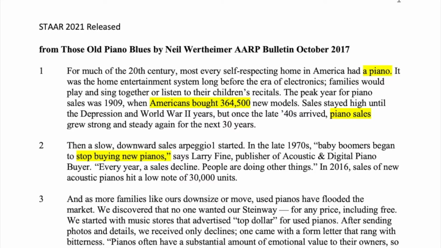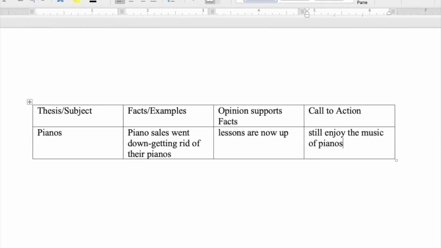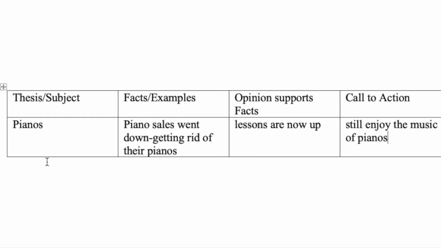Hello and welcome to an easy way of answering the questions that have to do with summary on an informational text. What I do is I tell students, while you read the selection, you have to follow and answer the following questions in a small table that you're going to use for your options. So it's basically this: the subject or thesis, examples, the opinion of the author, and then a call to action. So subject, facts, opinion, and call to action.